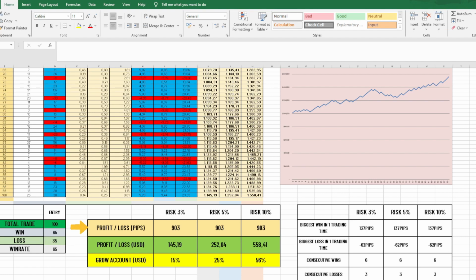3. This is an estimated amount of profit in pips achieved during the backtest. Additionally, there is an estimate of the profit or loss amount in USD. Furthermore, this is an approximation of the account growth during the backtesting period. 4. The scalping strategy achieved a consecutive winning streak 6 times and a consecutive losing streak 3 times.